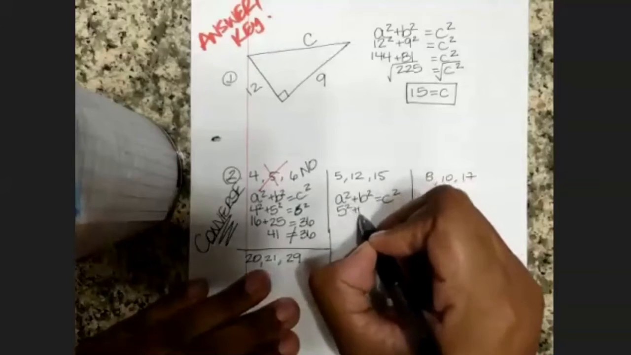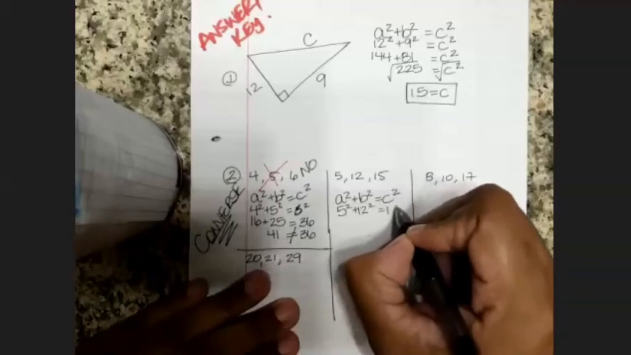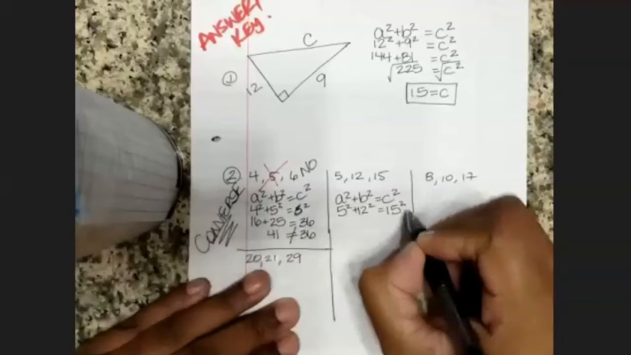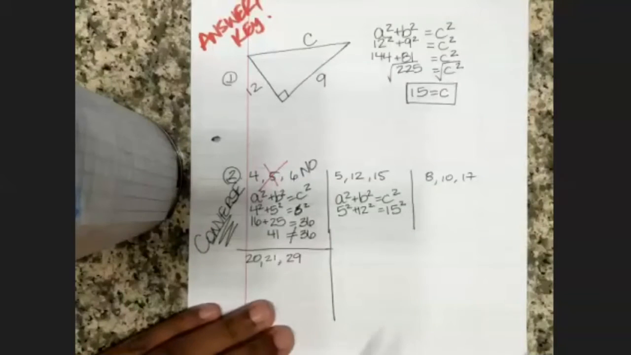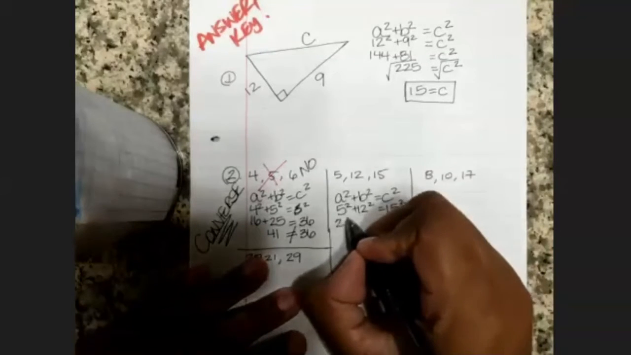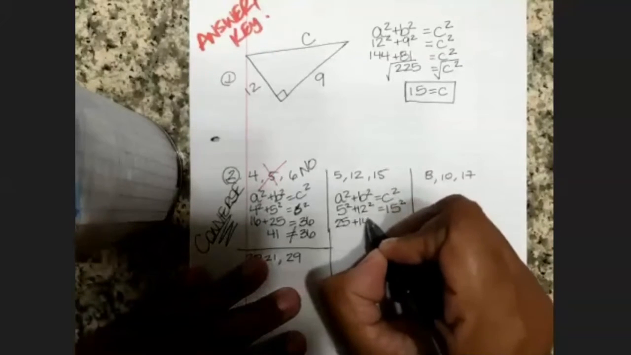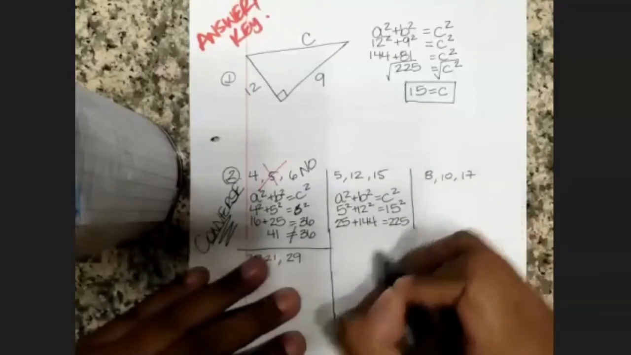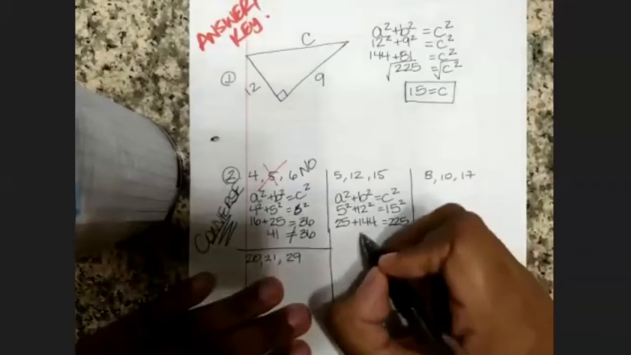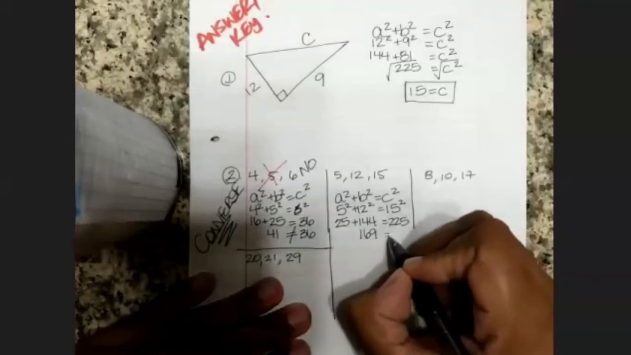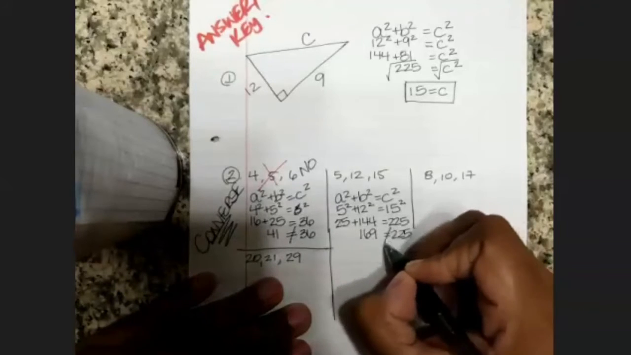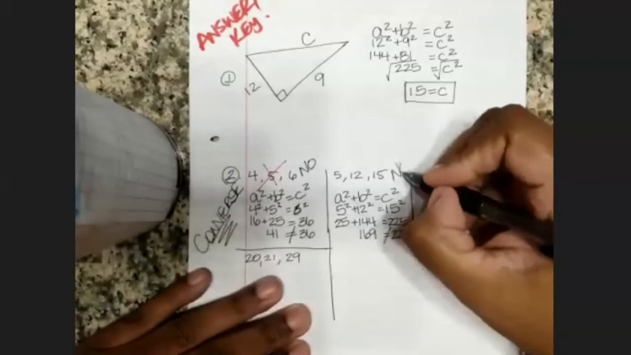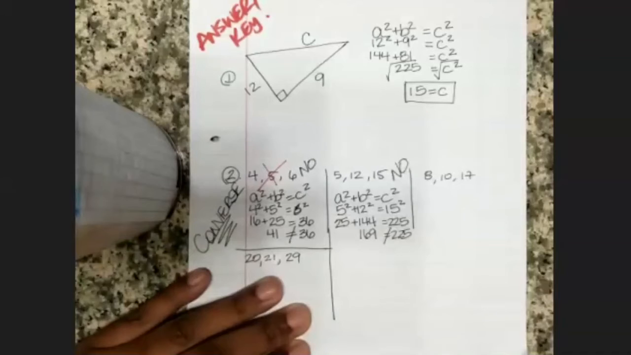15 has to be my hypotenuse because it is the largest number. And the other two sides, 5 and 12, are the legs. And so I'm just going to continue to simplify to see if the left side equals the right. These sides are not equal, so again I will say no and go ahead and cross those sides out.